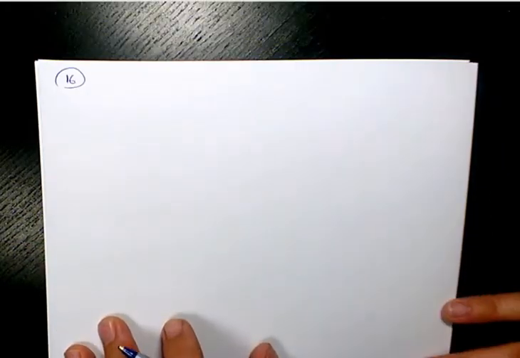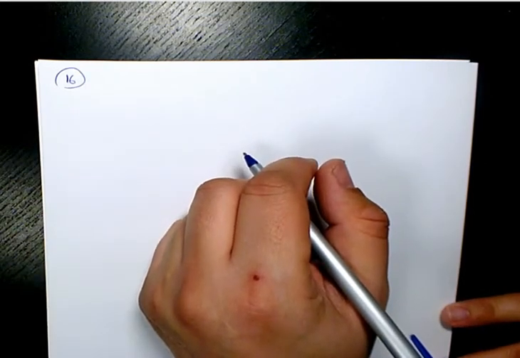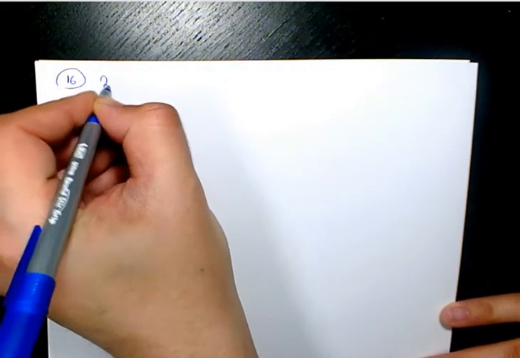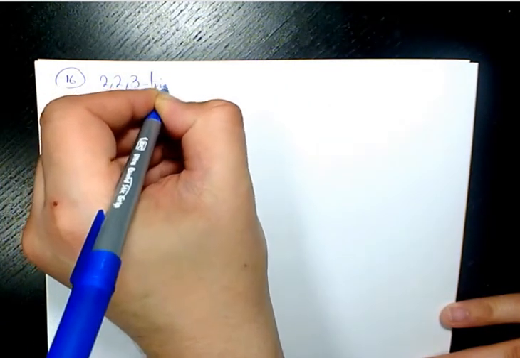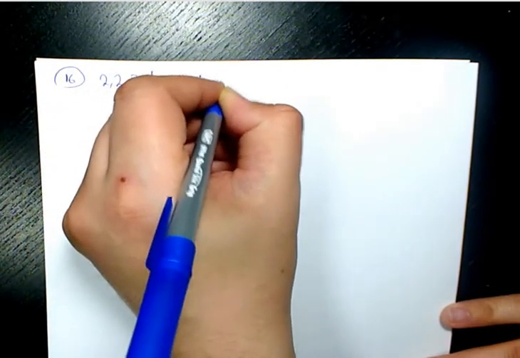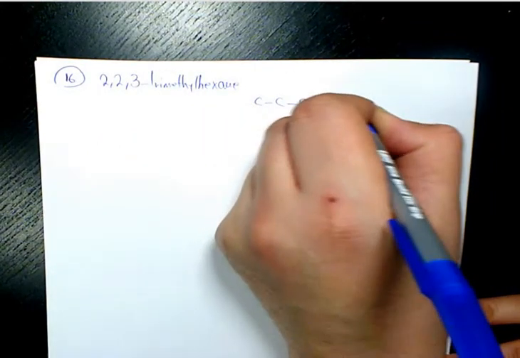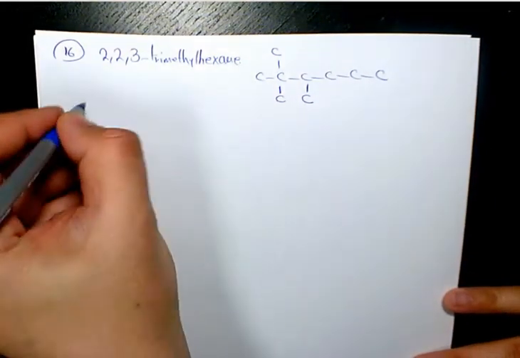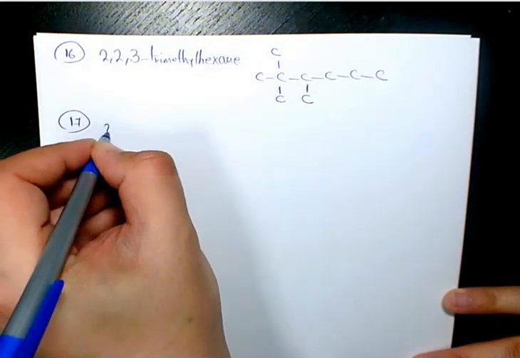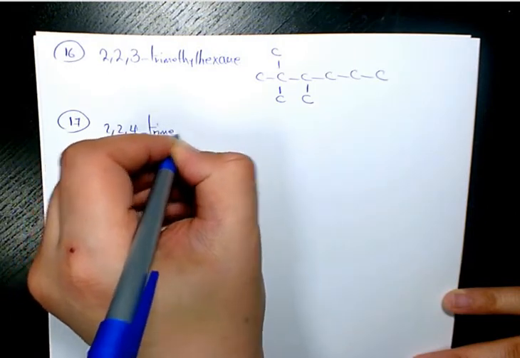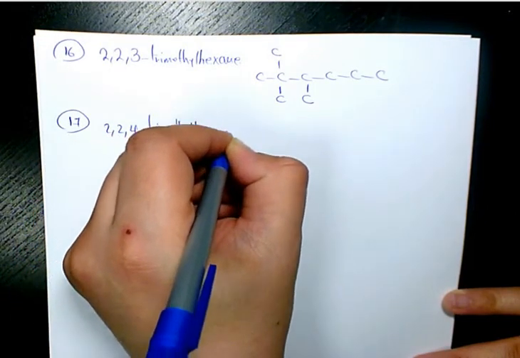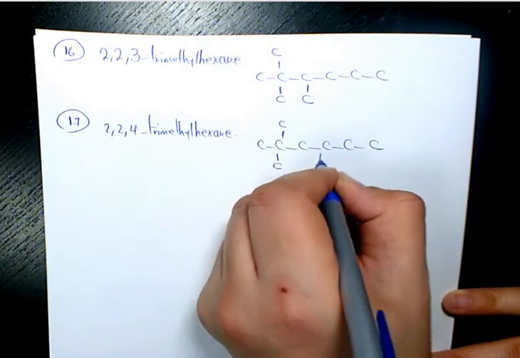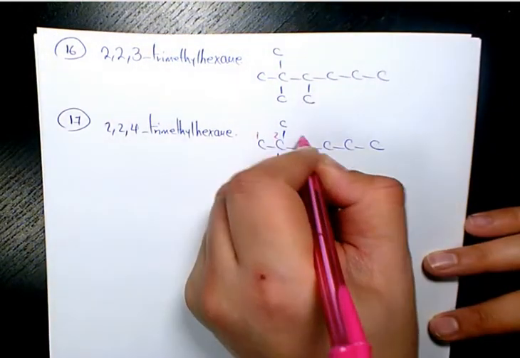So now we have number 16, and I need to have the isomers that have 3 methyl groups. So it's going to be 2 and 2 and 3 trimethyl hexane. So we have 6 carbon atoms. 17 is going to be when we have 2 and 2 and 4 trimethyl hexane. So it's going to be 1, 2, 3, 4.